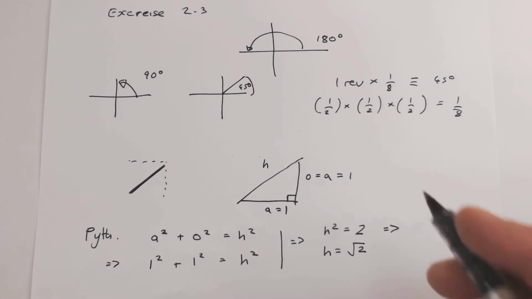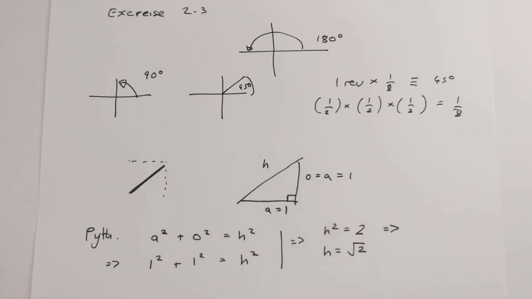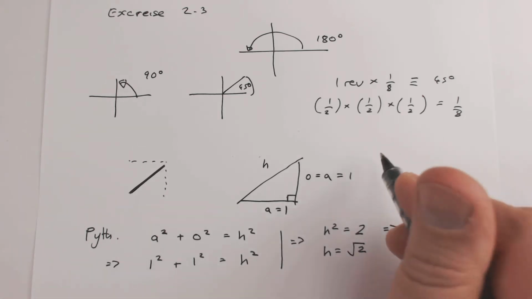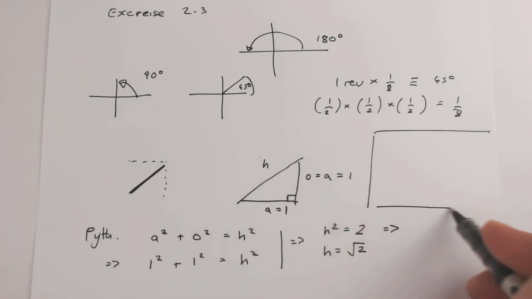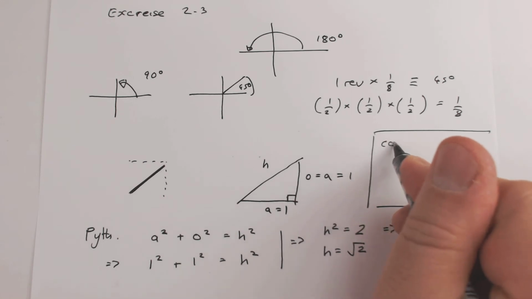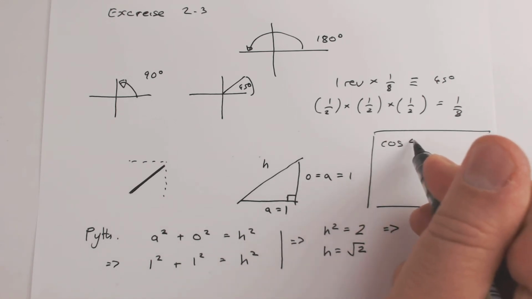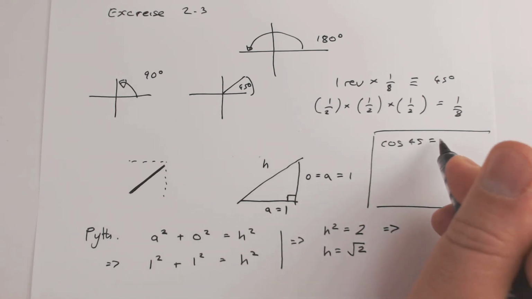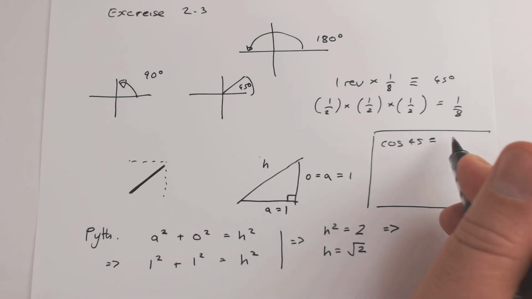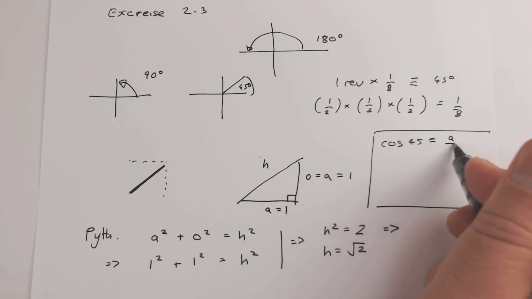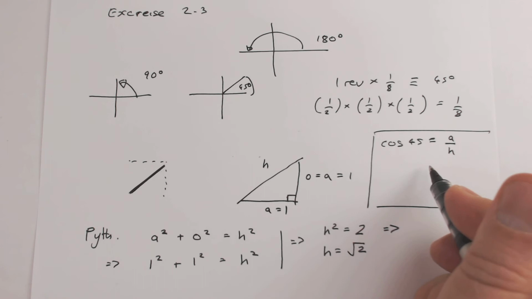Right. So final bit is, what do I want to do? So the final bit is go to my definition of what cos is. So I'll write it in this box here to keep it on the same page. So cos 45 is defined as the adjacent divided by the hypotenuse.